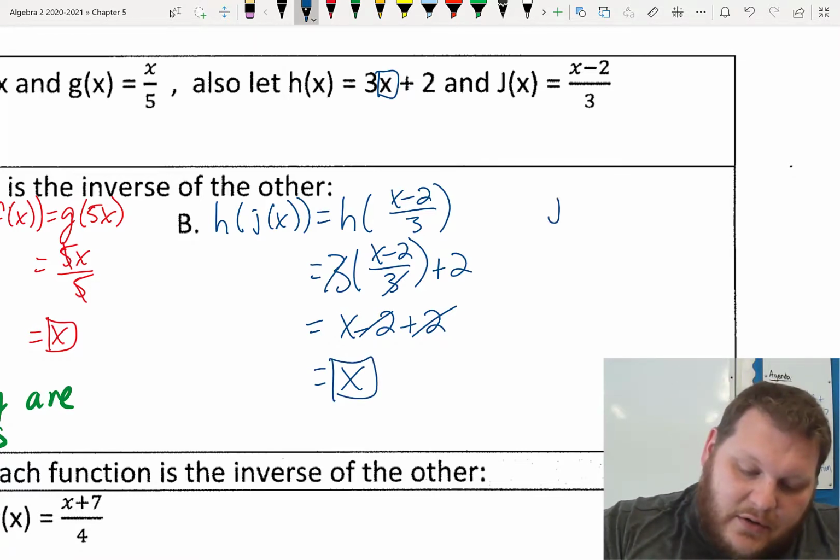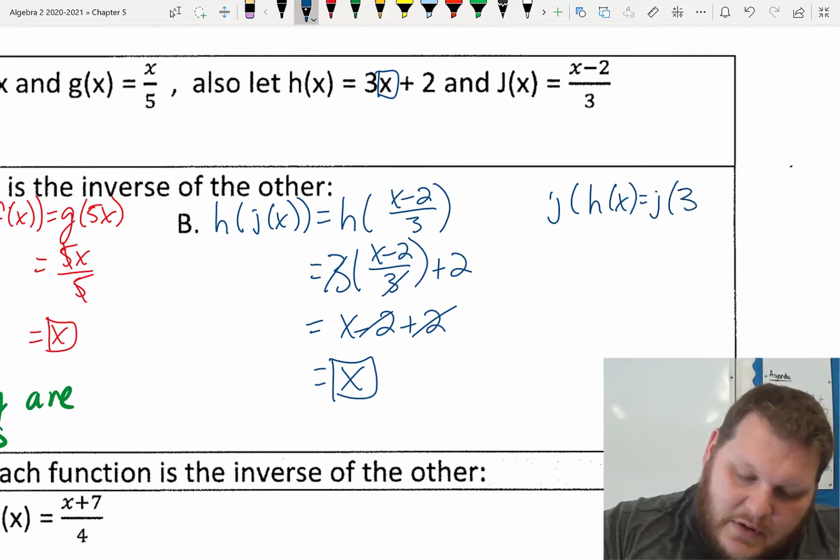I have to check the other direction. Is j of h of x the same? Well, j of 3x plus 2, which is 3x plus 2 minus 2 all over 3.